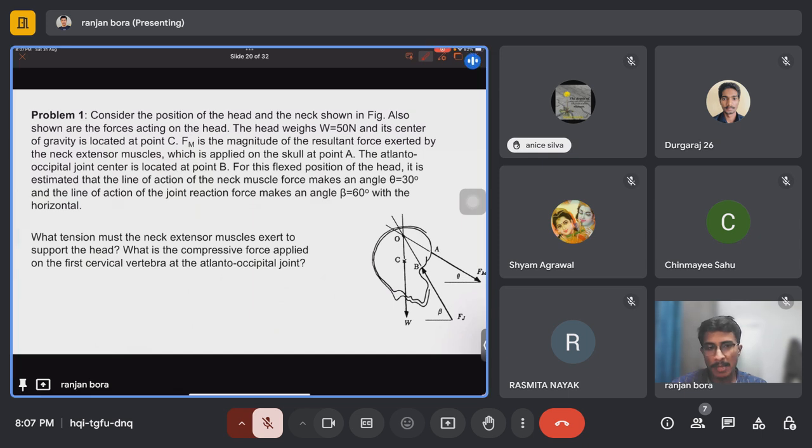Okay, now we will do some numerical problems. You can read this problem and try to understand what is asked here.